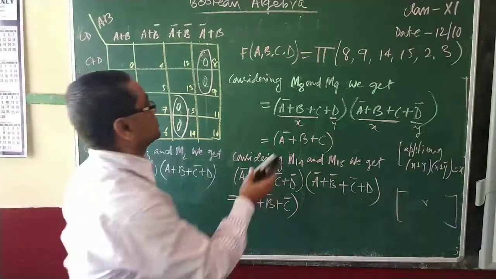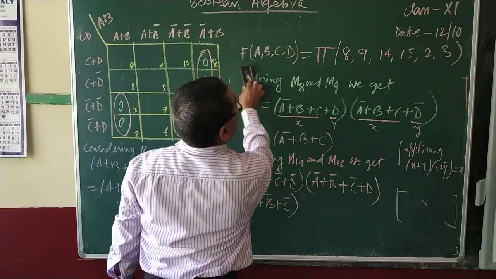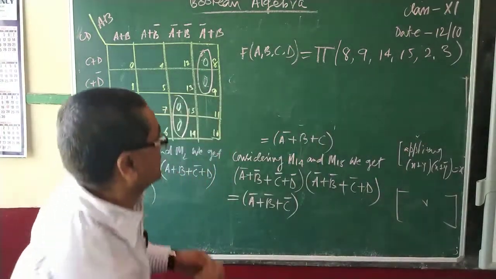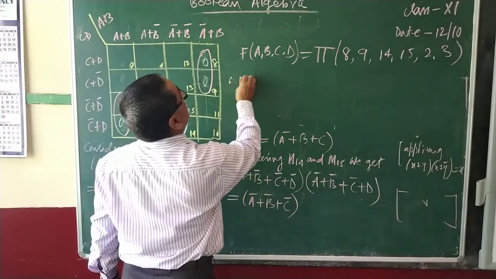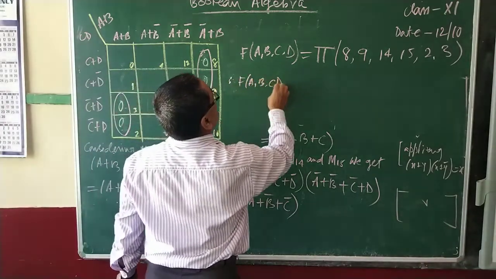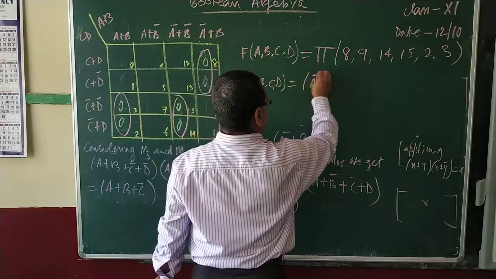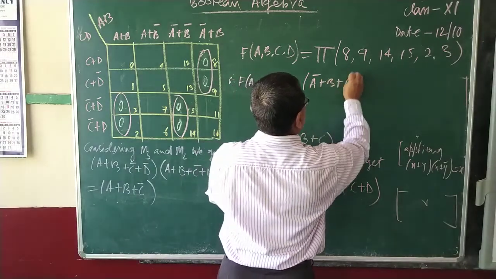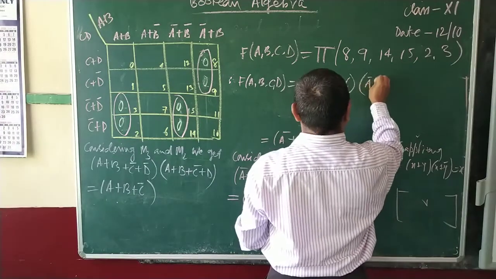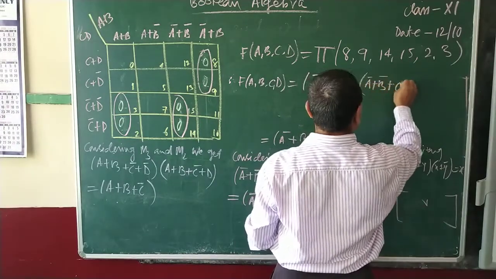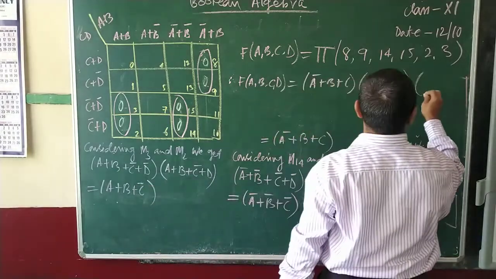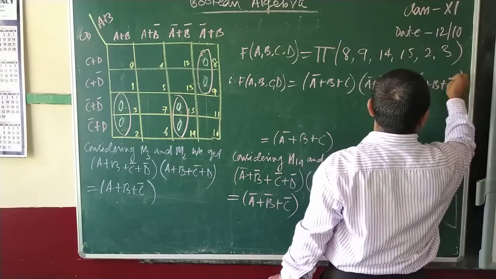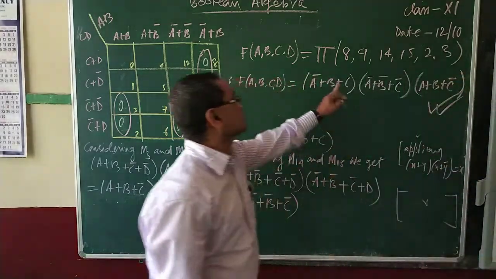Now the ultimate result equal to, this is your first one, therefore F(A,B,C,D) equal to: this is the first one, A complement plus B plus C. This is the second one, A complement plus B complement plus C complement, and the third one, A plus B plus C complement. So this is your final answer, the solution of this sum.